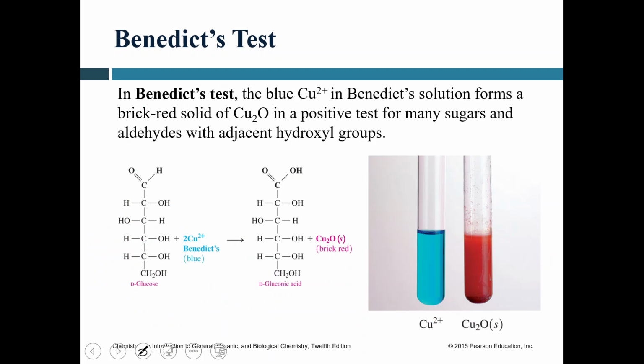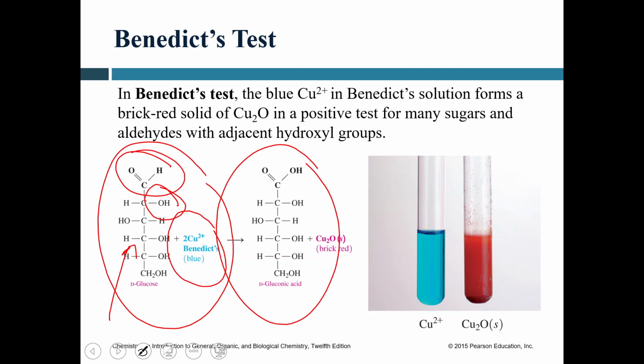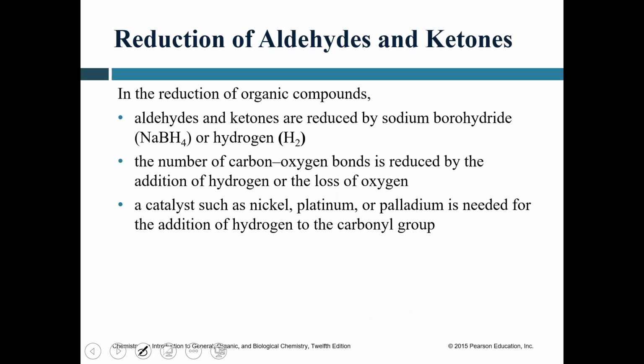So here you can see Benedict's test is used to determine monosaccharides in the solution, because monosaccharides essentially have an aldehyde group at one end that has an adjacent hydroxyl to it. So blue Benedict's reagent, after the interaction with glucose, results in the production of gluconic acid and brick red copper 1 oxide, shown here, and that's a really convenient test for the sugars.